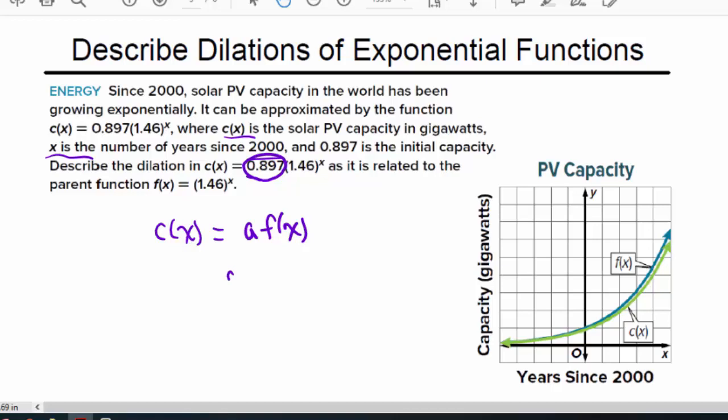And since the a value is smaller than 1 but greater than 0, we are going to have a vertical compression here. And the reason it's vertical is because it's happening outside of the original function f of x. So f of x is completely calculated, then we times by the a value, which is smaller than 1, and it makes the y values become smaller, which is the effect of a vertical compression.